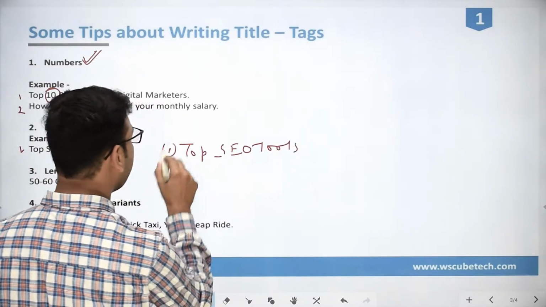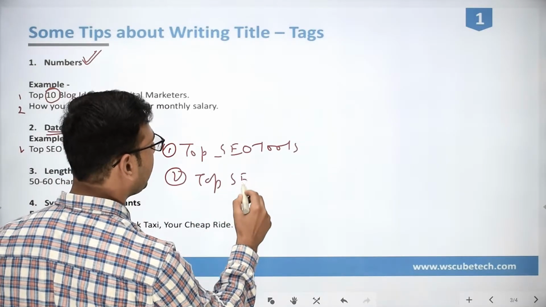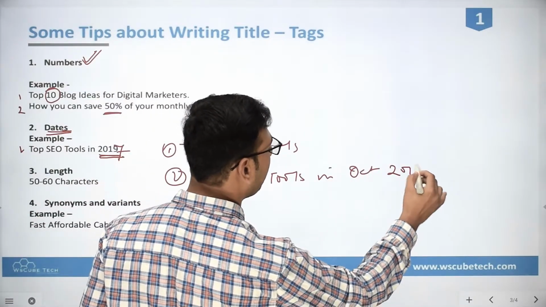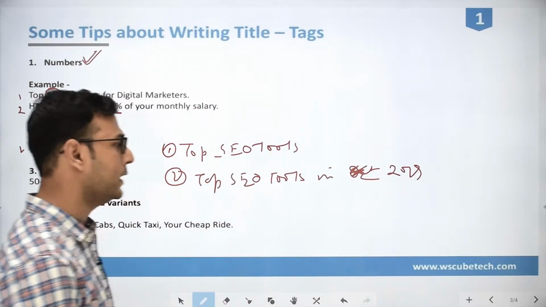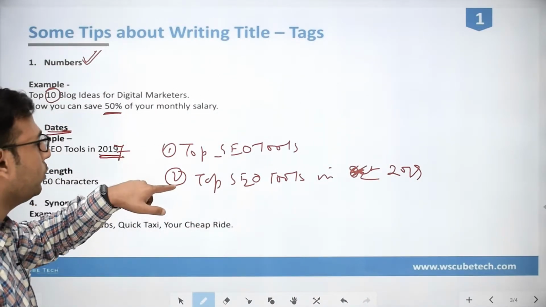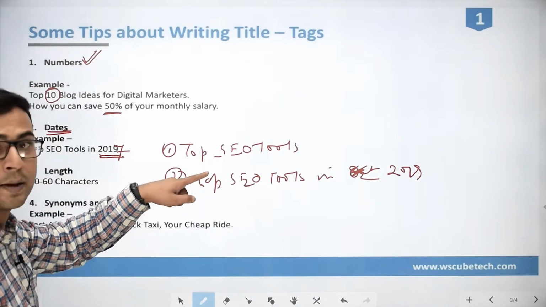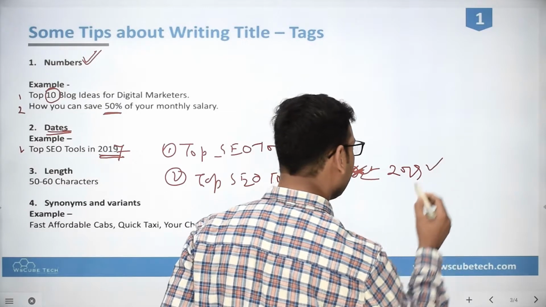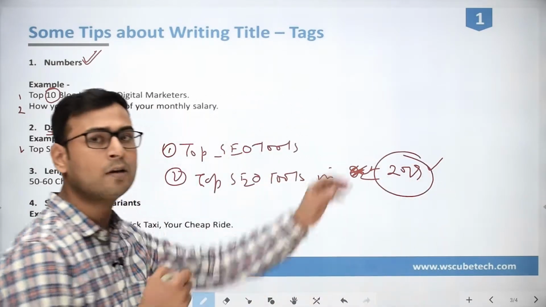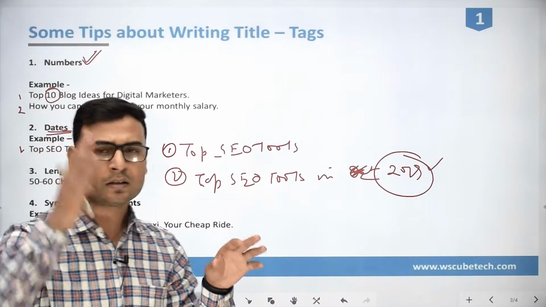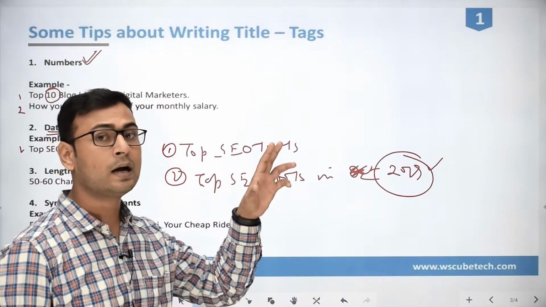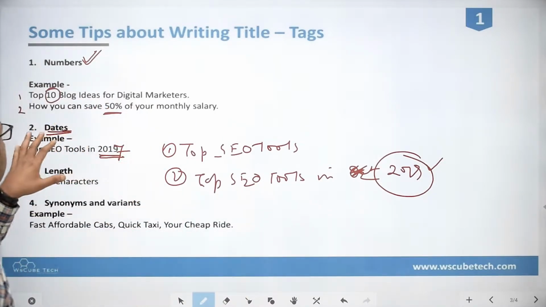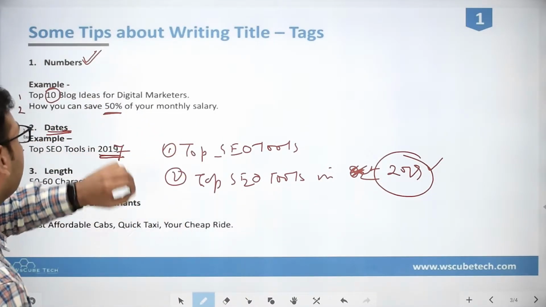So if you see, you have top SEO tools. This is one option, and then you have another option, which is top SEO tools in October 2019, or we can remove this October and keep 2019. What do you think? Is the user going to click on this top SEO tools or this top SEO tools in 2019? Definitely the user will be clicking on this particular title just because of this date element. It's a psychological element which tells the user that this one is the updated and latest content, you should go for this one, right?